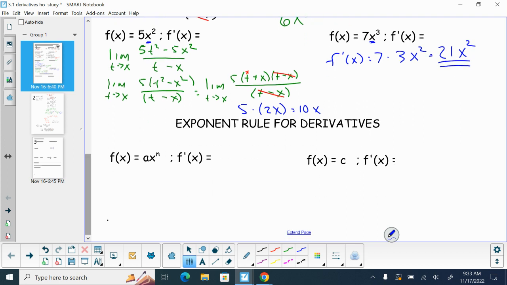Which leads us now to the exponent rule for derivatives. Whoop, whoop. Here we go. Life is good.